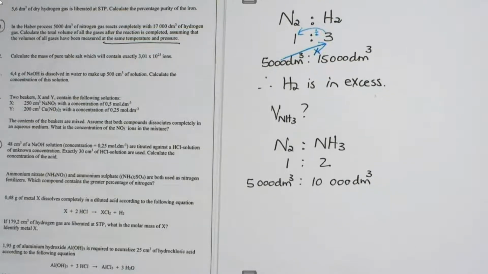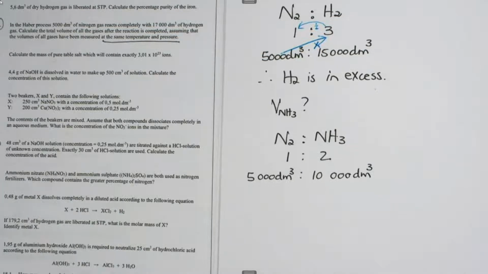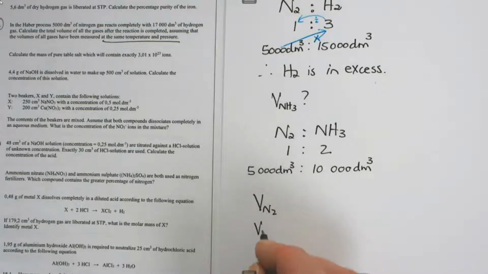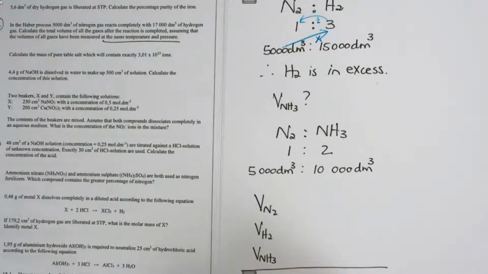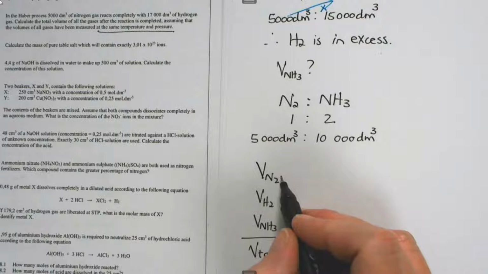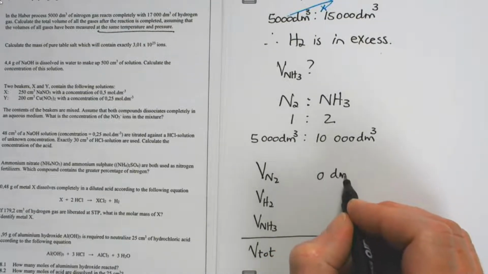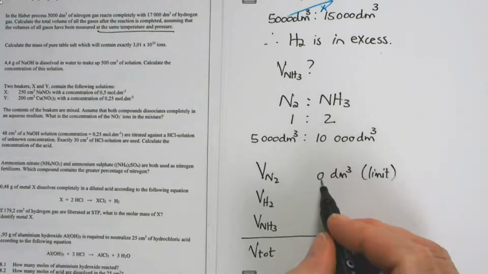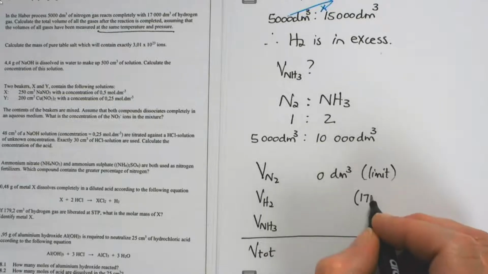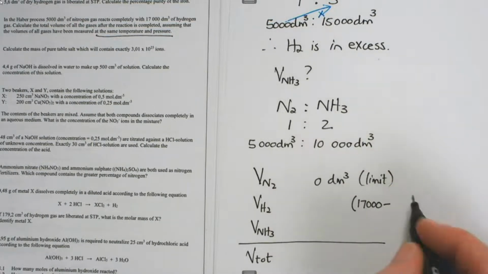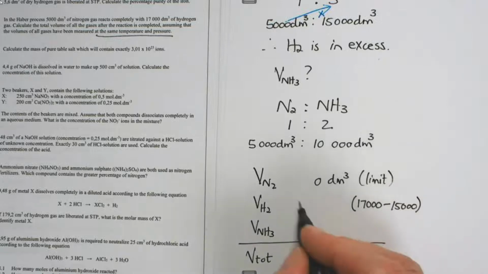I still haven't answered the question because they say calculate the total volume of all the gases after the reaction. So now I'm going to say the volume of N2, the volume of H2, the volume of NH3, and that gives me the total volume afterwards because there are all the gases. Because N2 is the limiting reagent, I have 0 of that left. Okay, the H2. I put in 17,000 initially. I was just supposed to use 15,000. So how much is left?